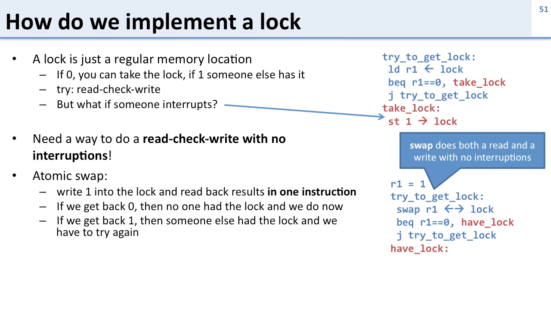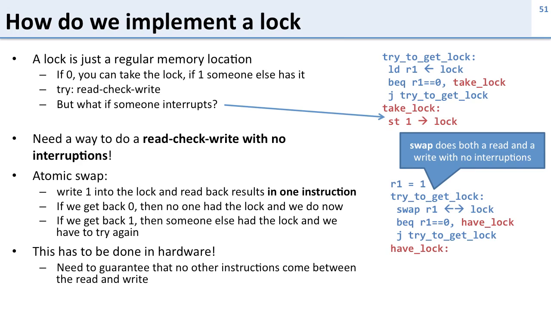So the key thing to remember here is a swap does both a read and write, and we need to do this in hardware so that nothing can interrupt it. Because remember, if we can't guarantee that no instructions come in between, we have the same synchronization problem that we had with the bank account example.